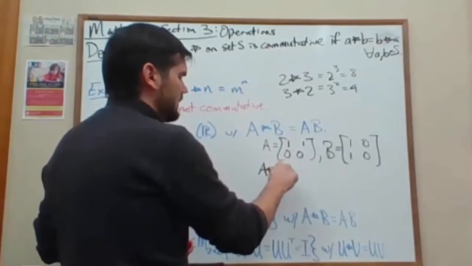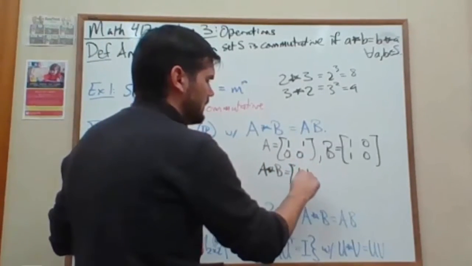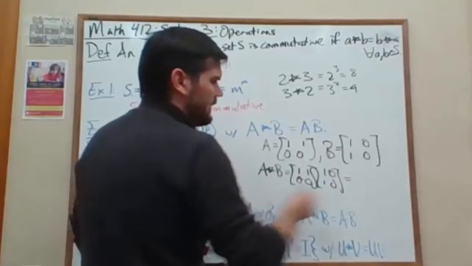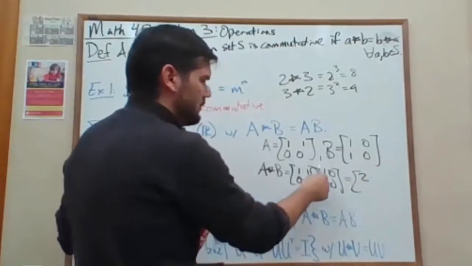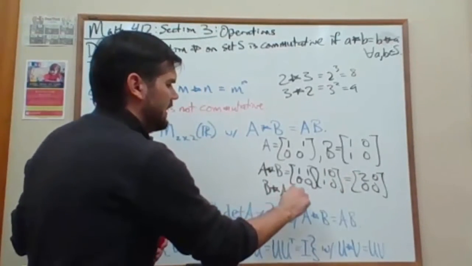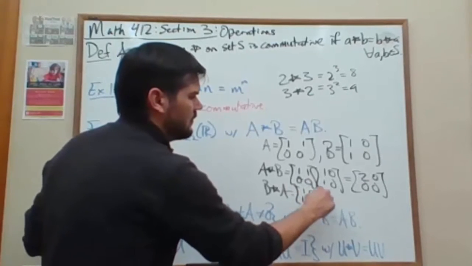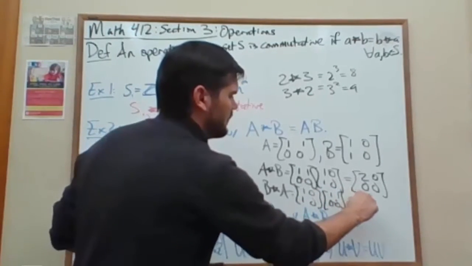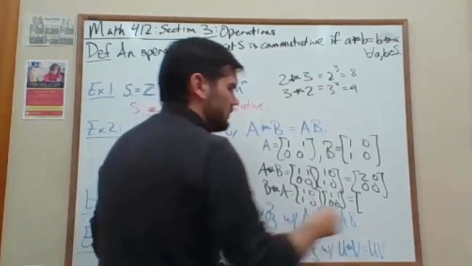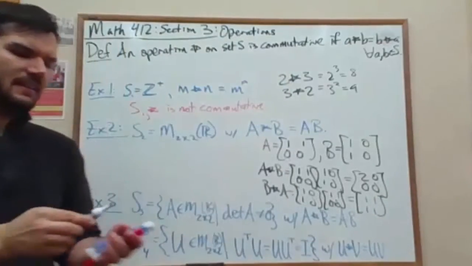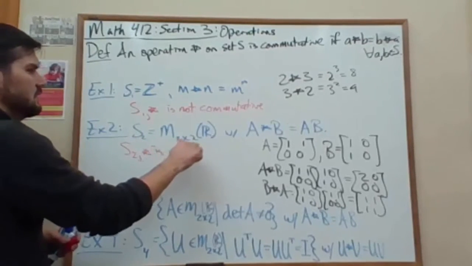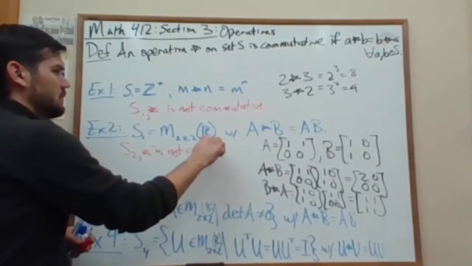So A star B: [1, 1; 0, 0] times [1, 0; 1, 0]. We multiply it out and we get [2, 0; 0, 0]. And B star A is the reverse order, which gives [1, 1; 1, 1]. So no. Nope. S2 with star is not commutative.